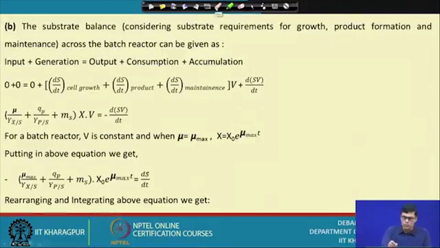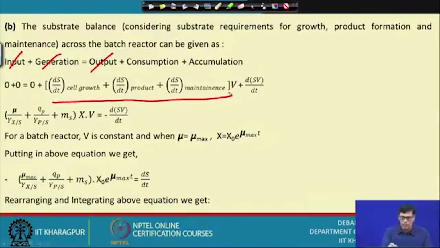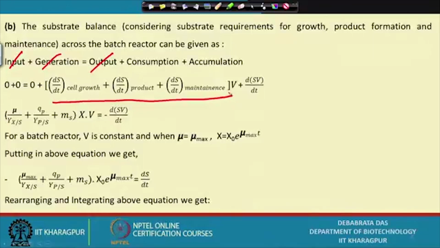For doing so, first we shall have to do the substrate balance. Now what is the substrate balance? Rate of input equals rate of generation plus rate of output, rate of consumption and accumulation. Since this is a batch process, rate of input and rate of output should be equal to 0 and generation also equal to 0, am I right? So what we will be having is the rate of substrate for growth, product formation and maintenance into V. As I pointed out before, we considered only the cell mass growth, am I right?